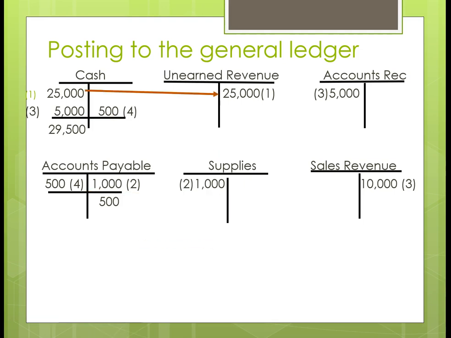First, our first entry was we received the $25,000 cash and we have unearned revenue. Our second entry was we bought supplies on account. Our third entry is we did some services and we were paid $5,000, but we also set up an accounts receivable for the balance. And our last entry was we paid $500 of the accounts payable that we owed for the supplies we previously purchased. Based on this information, we now can do our first trial balance.